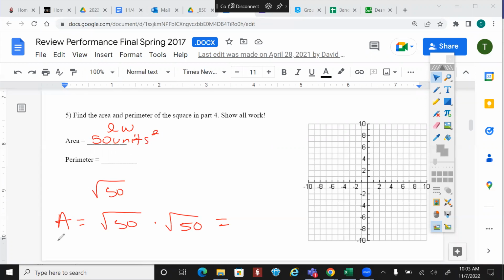For perimeter, we're going to add up all sides. So we're going to say square root of 50 plus square root of 50 plus square root of 50 plus square root of 50, or you could just multiply it times 4. And that would give us 4 square root of 50.